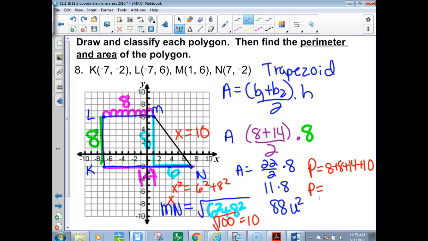Pardon me? Why? Instead of perimeter. Okay, so that's 50? No. 16, 40. 40 units. 40 units for the perimeter.